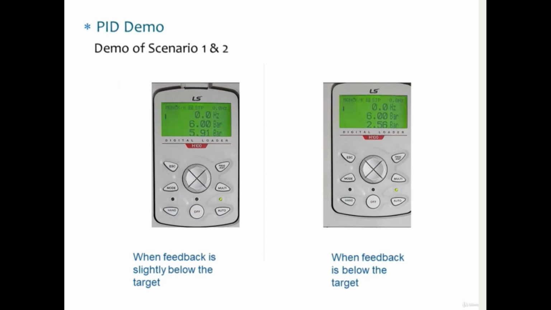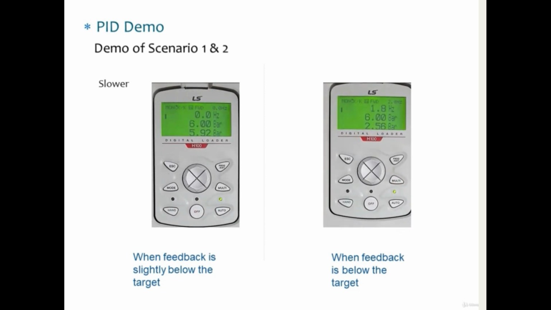On the right side, we will see the feedback which is away from the target, and on the left side, the demo is for the feedback which is near to the target. Notice that this is just a simulation. In a real system, feedback will not be so constant. Demo starts now.